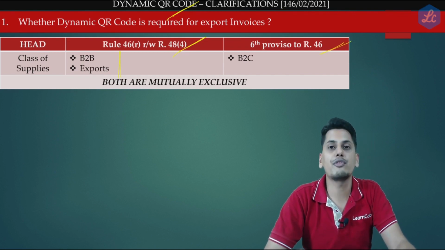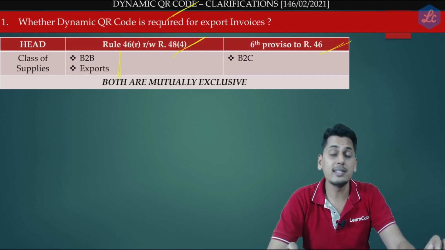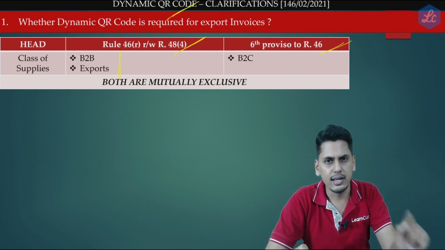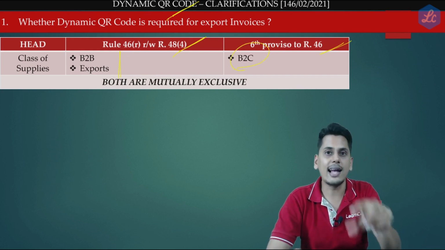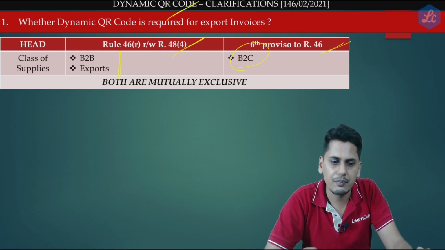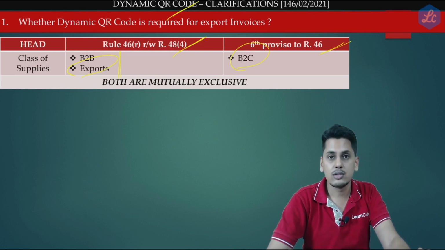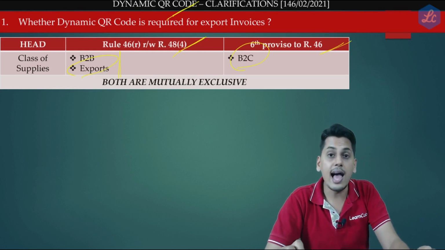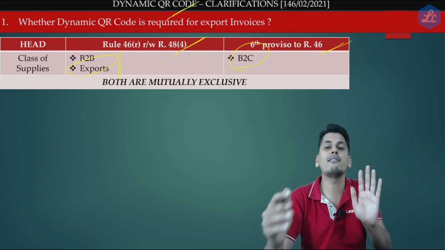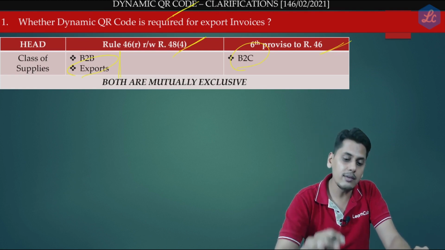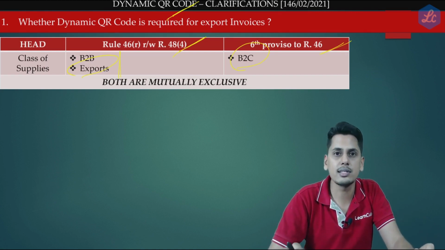Sixth proviso to Rule 46, your dynamic QR code, is applicable for B2C supplies. Now friends, as regards exports, is it a B2C supply? The answer is yes. Does it get covered in this category of B2C? The answer is yes. Is it also getting covered in 48 sub Rule 4? The answer is yes. So therefore, should exports have two QR codes? One, a QR code having an embedded invoice reference number. Another, a dynamic QR code for the purposes of making e-payment. This was the question which was posed.